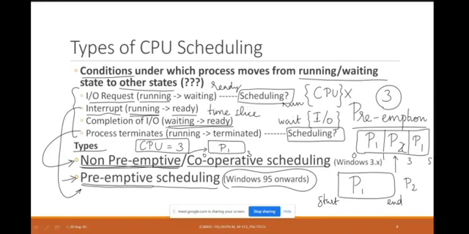Okay. So we will move on to the next one. Any doubts so far in preemptive and non-preemptive?